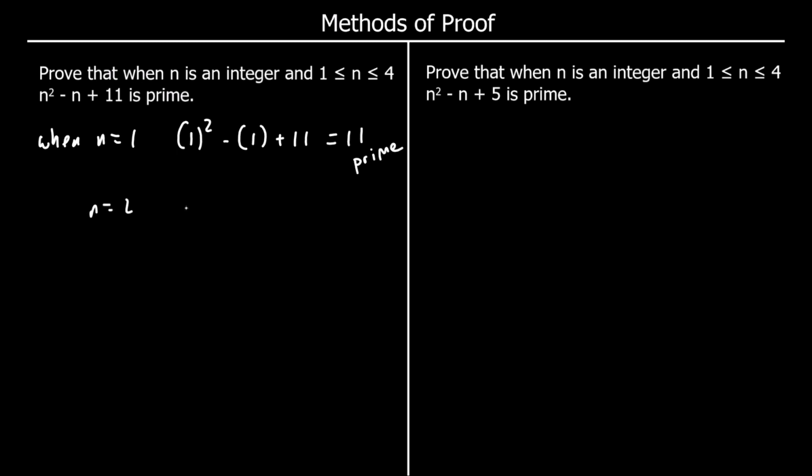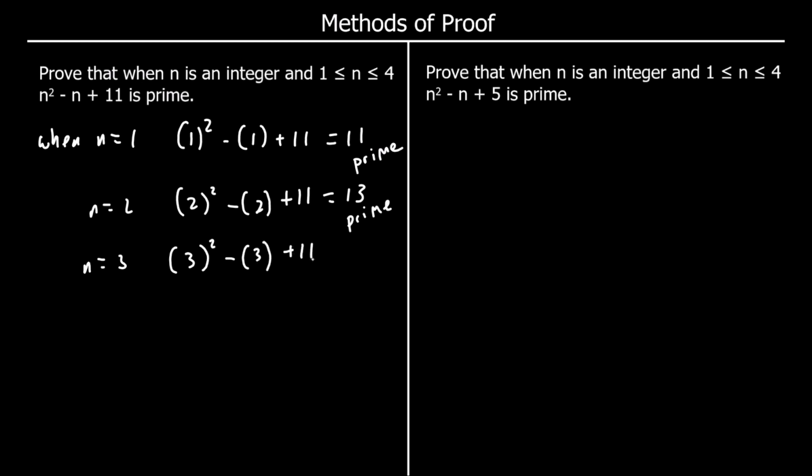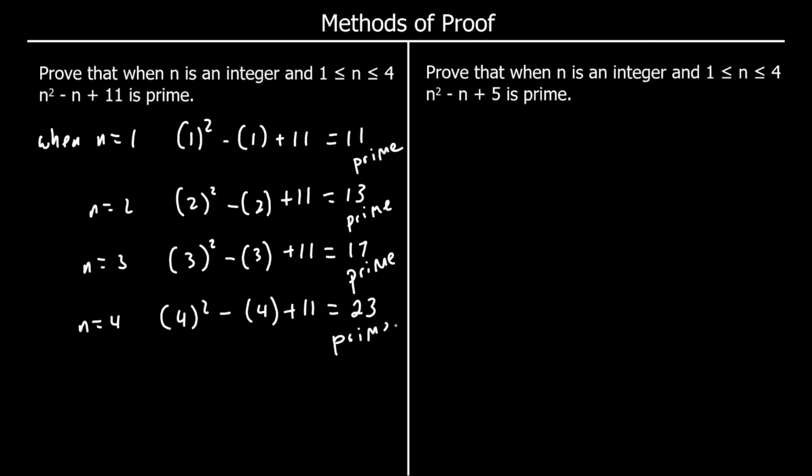When n is 2, we'll have 2 squared, which is 4, take away 2, which is 2, plus 11, that will give us 13, and again 13 is a prime number. When n is 3, 3 squared is 9, take away 3 is 6, 6 plus 11, 17, and again we have a prime number. And finally, when n is 4, 4 squared is 16, take away 4 is 12, 12 plus 11 is 23, which is another prime number.